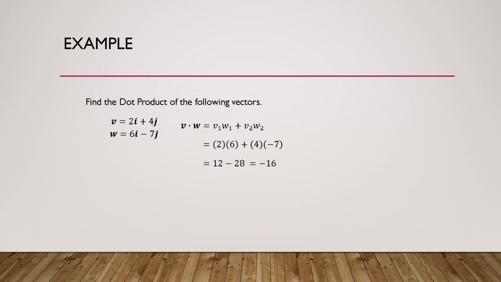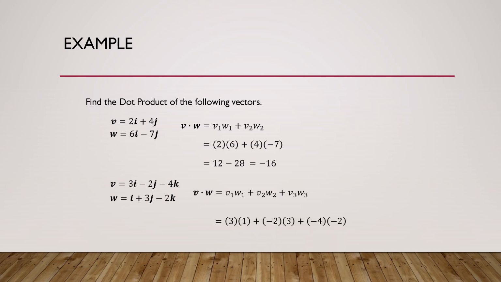In another example, v equals 3i minus 2j minus 4k, and w equals i plus 3j minus 2k. In the case of a vector in space, v times w equals v1 w1 plus v2 w2 plus v3 w3. Fill in the values to get 3 times 1 plus negative 2 times 3 plus negative 4 times negative 2. Simplify to get 3 minus 6 plus 8, which equals 5.